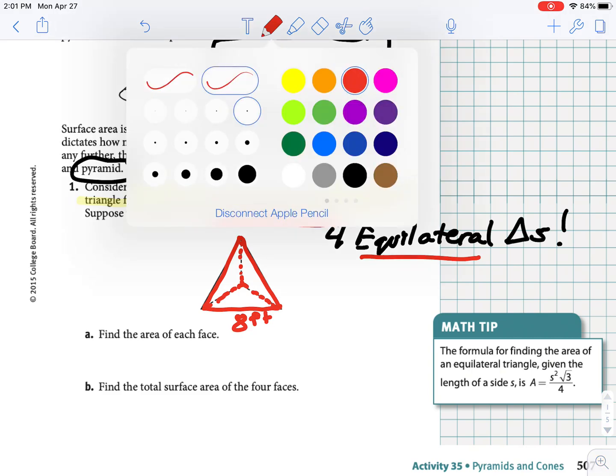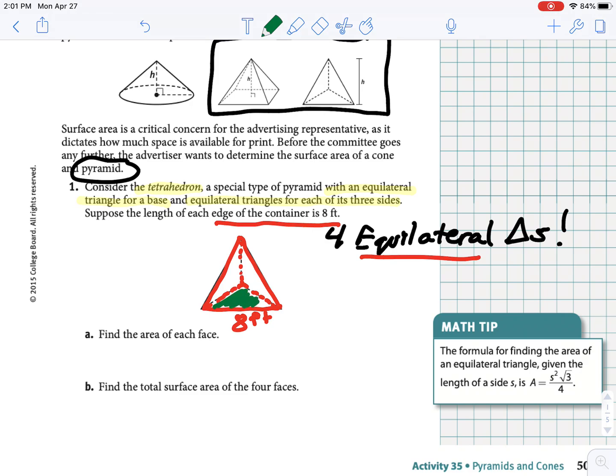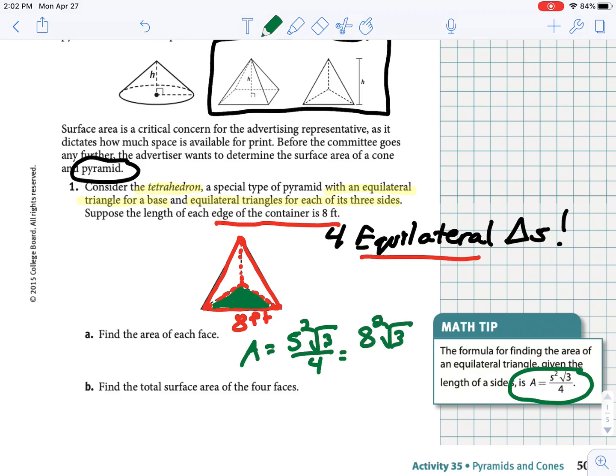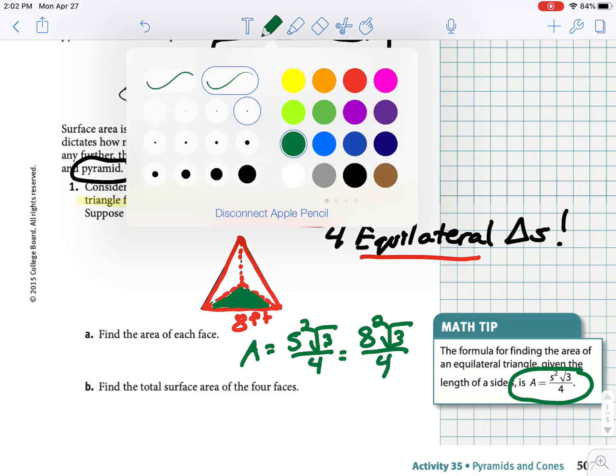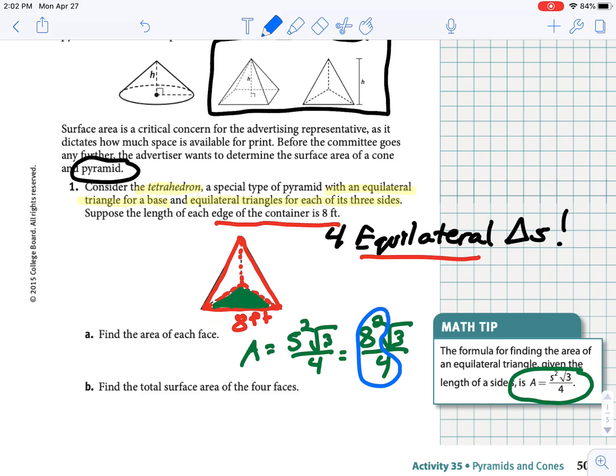Now, since each of the faces is an equilateral triangle, and I'm just going to look at this face here down at the bottom, we can come back to our formula from our previous unit for finding the area of an equilateral triangle. The formula is side squared, square root 3 divided by 4. Now, each of our sides is 8, so 8 squared, square root 3 divided by 4. When I simplify 8 squared divided by 4, 8 squared is 64, and 64 divided by 4 is 16. So that means that the area of each one of the triangles is 16 square root 3 feet squared.